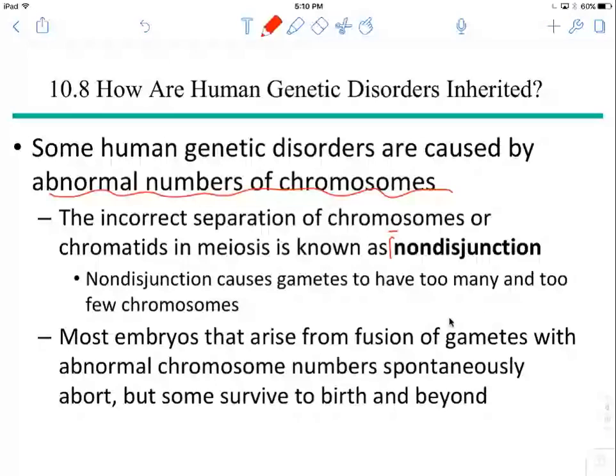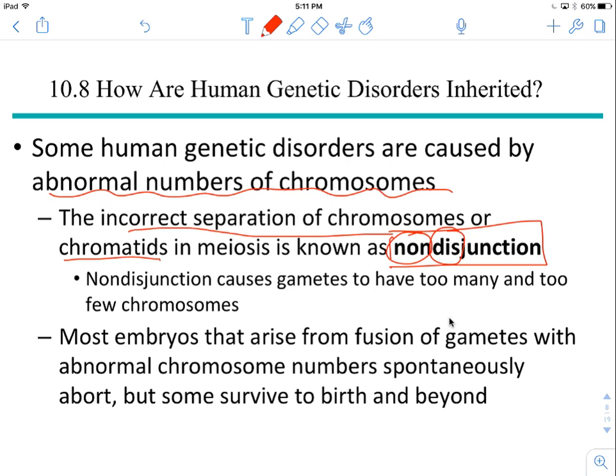And what causes this is a phenomenon called non-disjunction. And you see this is a double negative, non-disjunction. So the chromosomes do not disjoin, and disjoin is to come apart, but they don't do that. So the homologs, either during anaphase 1 or anaphase 2, don't separate as they should. They stay together. So either the homologous chromosomes stay together in anaphase 1, or the chromatids stay together in anaphase 2.